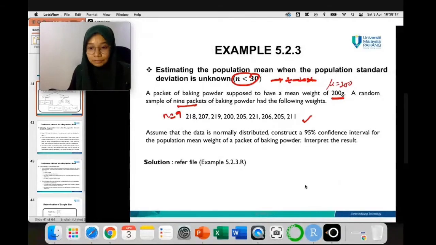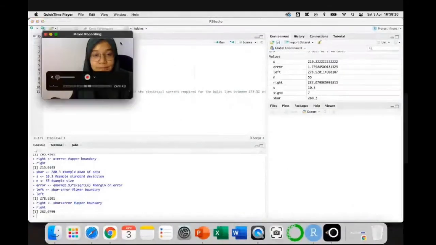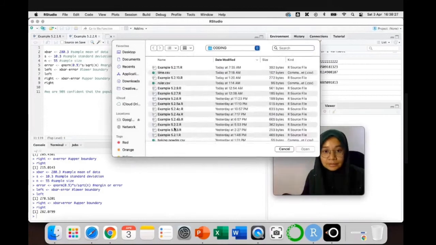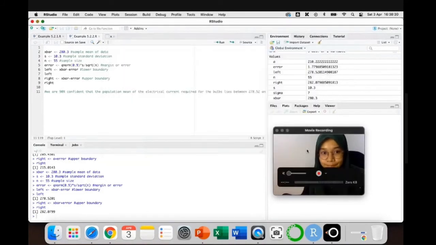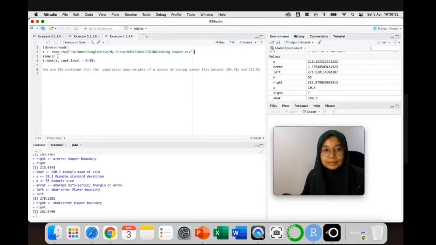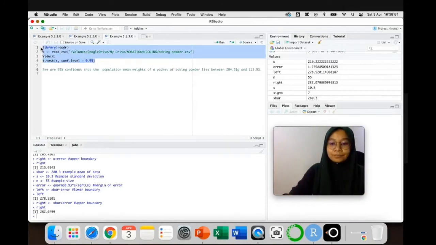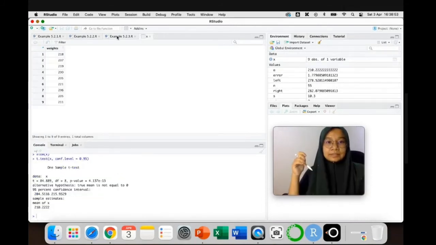So, let's look at how we want to do it in R. So, example 5.2.3. Tadam. Senang sebenarnya R ni. Put in here. Okay. Saya masih menggunakan data baking powder. And then you put this one. T.test X and confidence level kita berapa? Okay, X ni adalah data and then confidence level yang kita nak adalah 0.95. So just run this one. So this is the data just now.